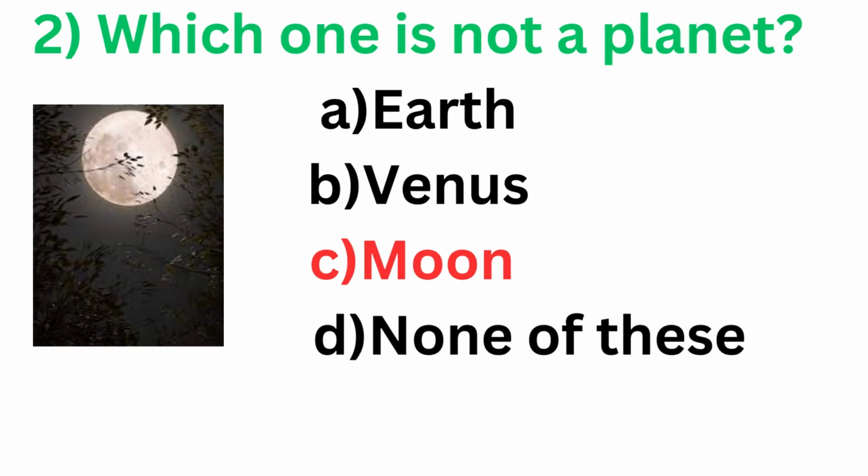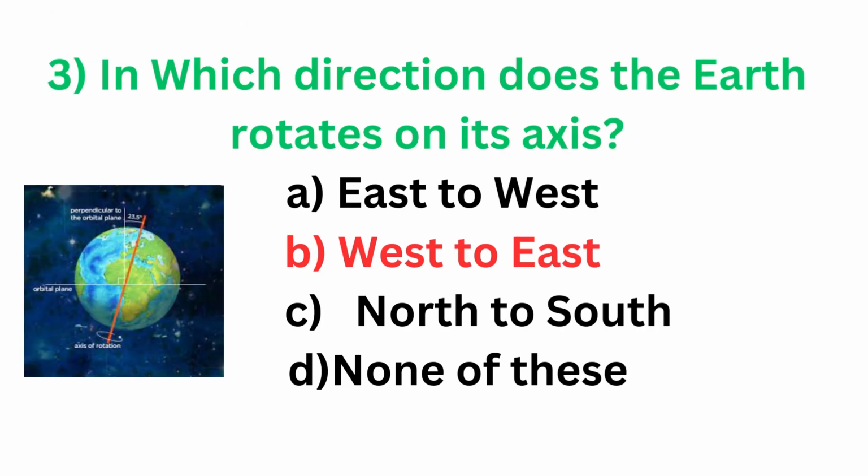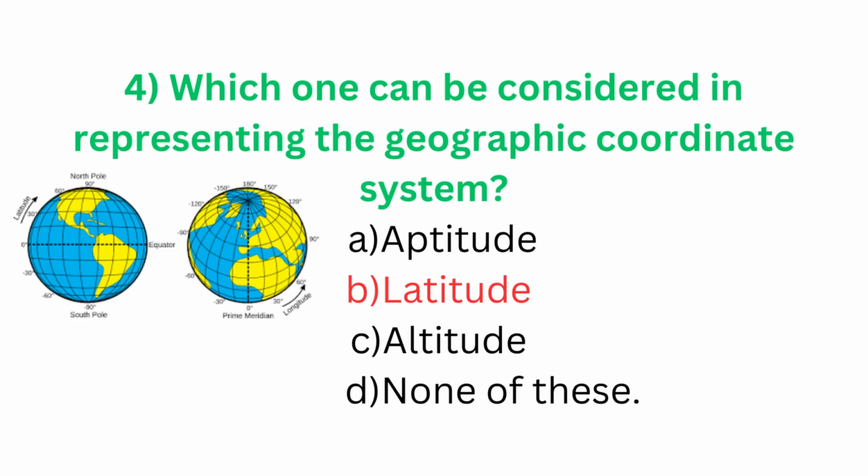And which one is not a planet? So moon is not a planet. And in which direction does the earth rotate on its axis? So it rotates from west to east. And which one can be considered in representing the geographic coordinate system? So latitude represents the geographic coordinate system.